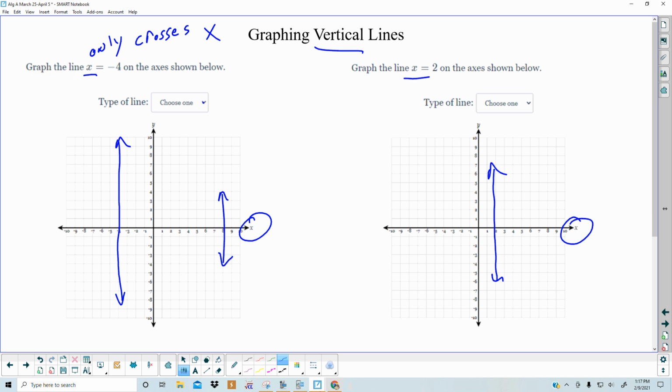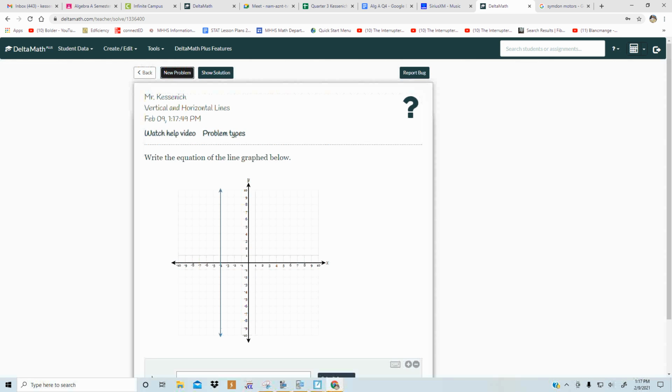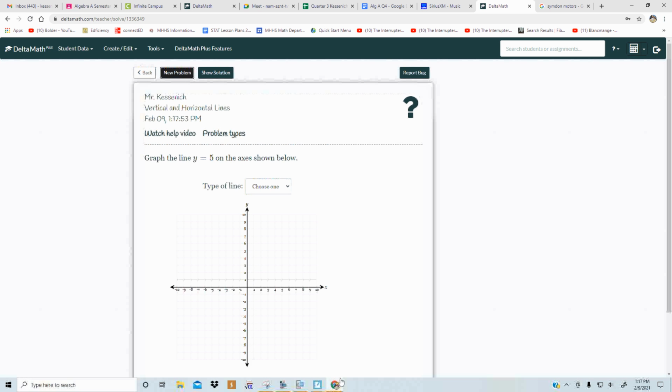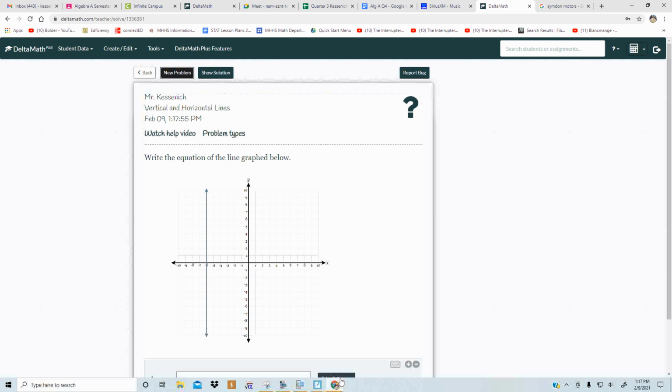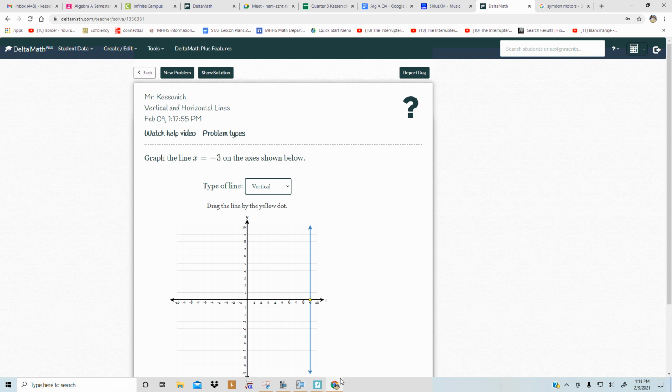Okay, so let me show you that in Delta Math. Let me find one. There we go. X equals -3. So I'm going to choose vertical. It places the line randomly someplace. You grab the yellow dot and drag it to the x value of -3. So you look at the x-axis, it's -3, and you drag it to there.